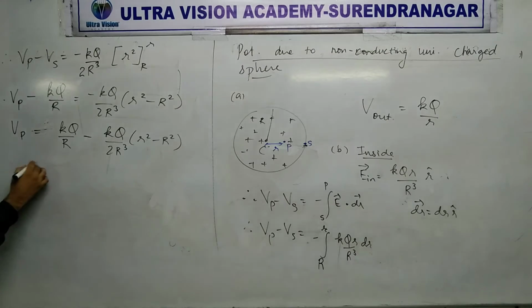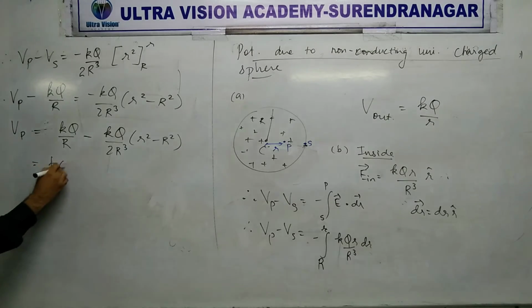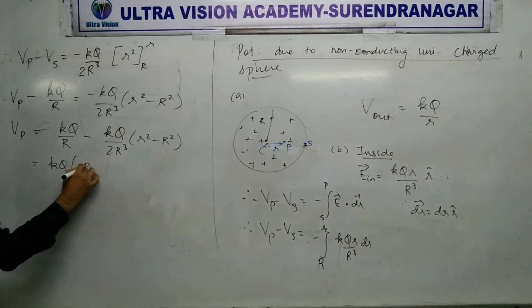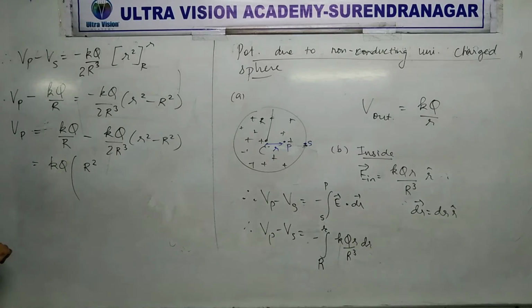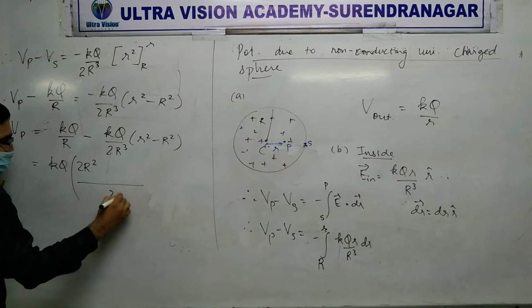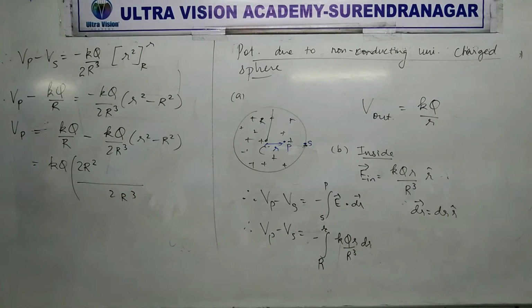Right? Now we take LCM, but we'll also take k and q common. I'll not take R common. So LCM will give us R squared. Got it? Or not clear? We'll take 2 R squared as the LCM. Did you understand what I have written so far? Yes.